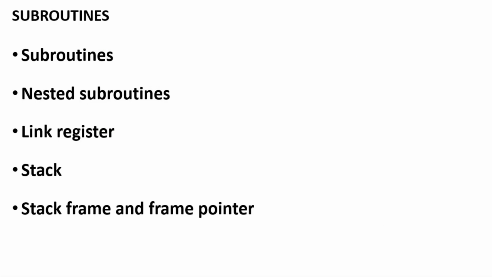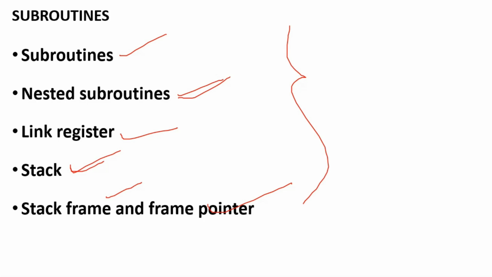So this is all about subroutines and how they get executed. In this session we studied what subroutines are and what nested subroutines are, how they are executed using the link register, and how the link register concept fails to execute nested subroutines. Then we introduced the stack, how the stack can be applied to the execution of subroutines, which is one of the important applications of the stack. It helps in the execution of subroutines. Then we covered what stack frames and frame pointers are. So this is about this session. Thank you.